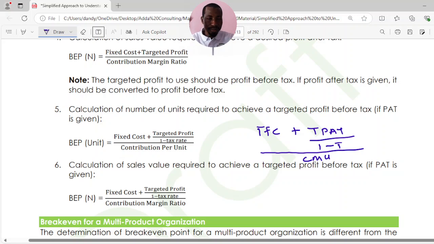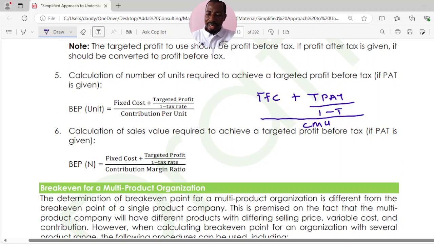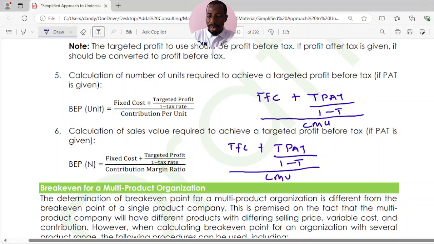So when you divide the profit after tax by 1 minus tax rate, that will take it back to profit before tax. Then lastly, if you're asked to compute sales value required to earn a targeted or intended profit before or profit after tax, if profit after tax is given to you, then break-even point in naira to earn a targeted profit after tax will be computed as total fixed cost plus targeted profit after tax, then divide by 1 minus tax rate, or divide by contribution margin per unit.